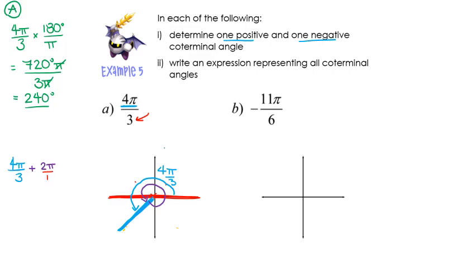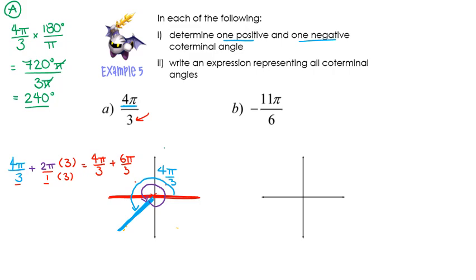Now, if I want to add these together, let's pretend that the 2 pi is just over 1. So before adding fractions together, I need a common denominator. So in this case, common denominator between 3 and 1 is 3. So I'll just multiply the second fraction on top and bottom by 3, which will end up giving me 4 pi over 3 plus 6 pi over 3.